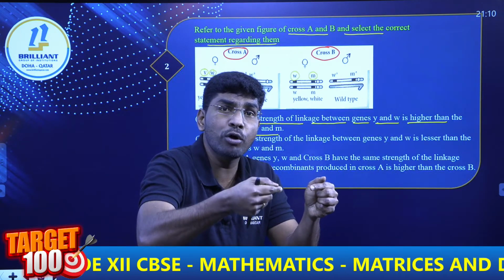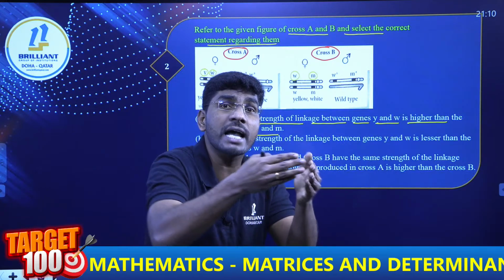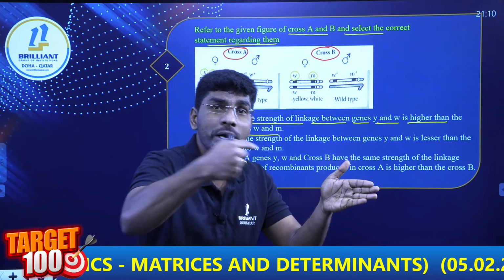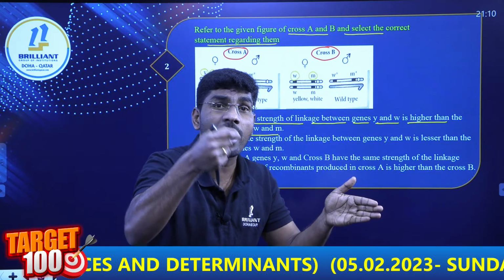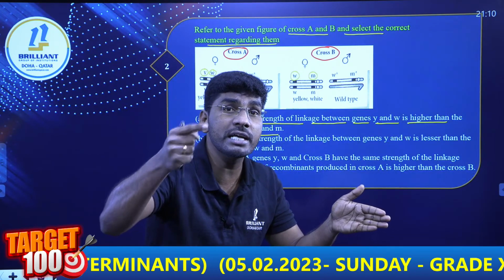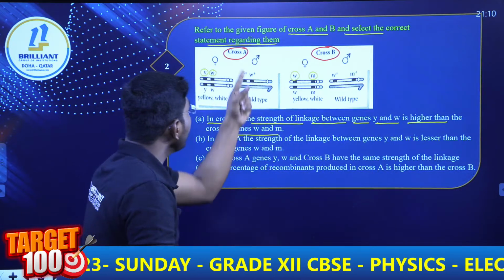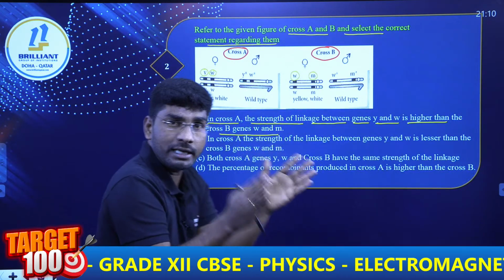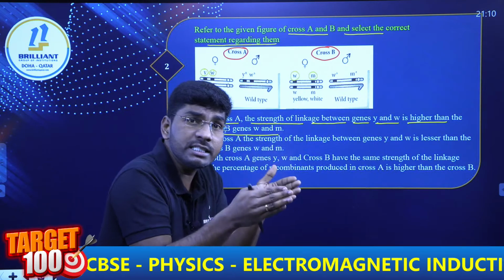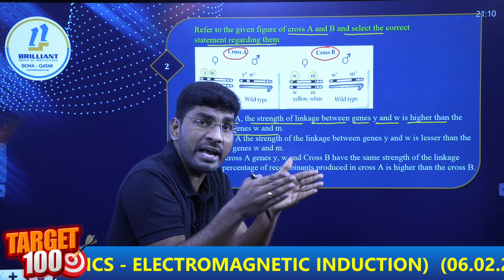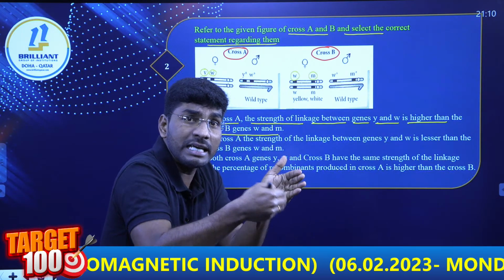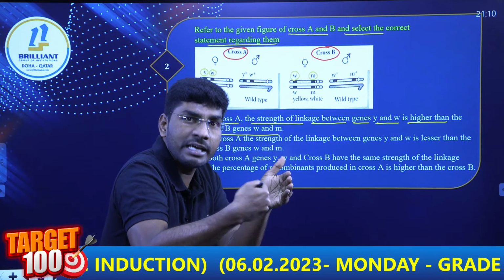When distance is more, there is a chance of segregation, separation. When distance is more, there is a high chance of what? Recombination in the next generation. Am I clear? So look here. What they are asking, in cross A and cross B: in cross A, the distance between the two genes is very less. That means linkage is more. Distance is less, linkage is more.